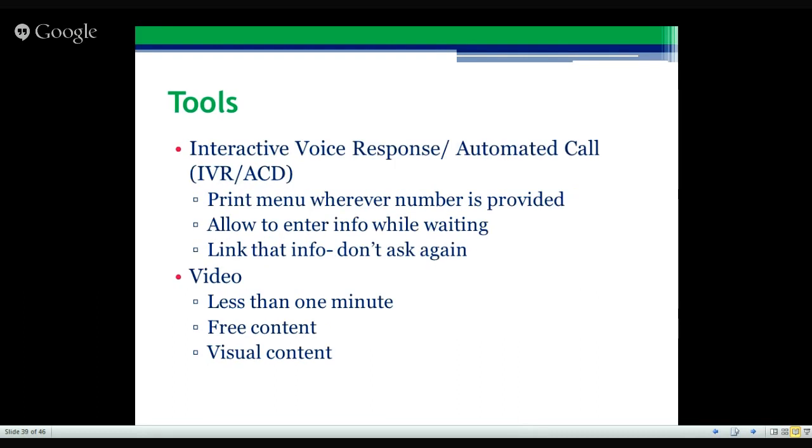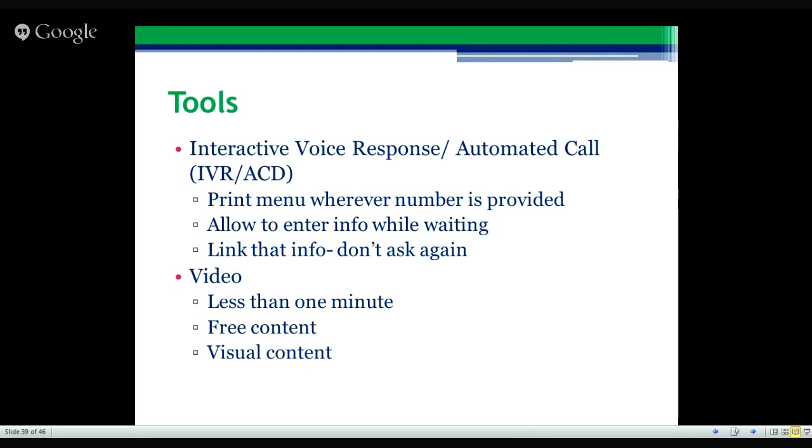You could also do interactive voice response, some type of automated call, allowing people to enter their information while they're waiting and make that streamlined. There's nothing more frustrating than when you give your information 7 times to someone over the phone. And then link all the info so you don't have to keep asking. And recently what I've seen being done as well is, "Our wait times are 5 to 10 minutes. Please put in your phone number and we'll call you back." And that's really helpful too, and you don't lose your place in line.